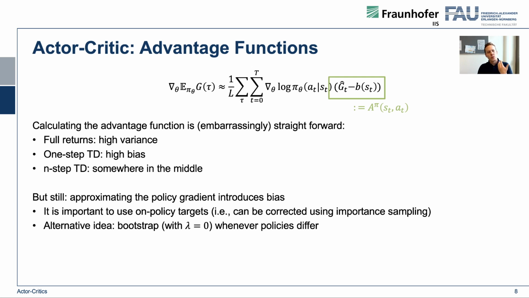And one thing to maybe use the advantages of both methods, so full returns or one step. A good idea is also to bootstrap Lambda, to bootstrap the number of returns you take into account whenever policies differ, and then you can go larger, and you can trade bias over variance during the course of training.